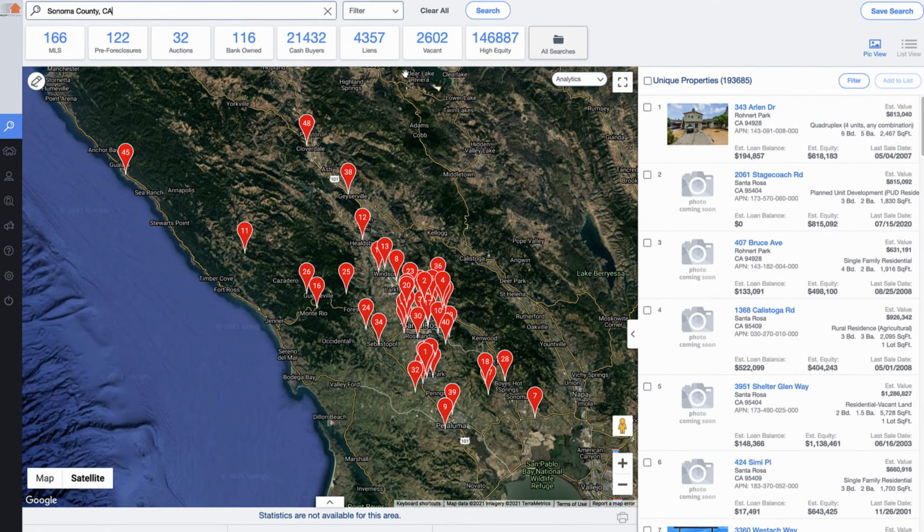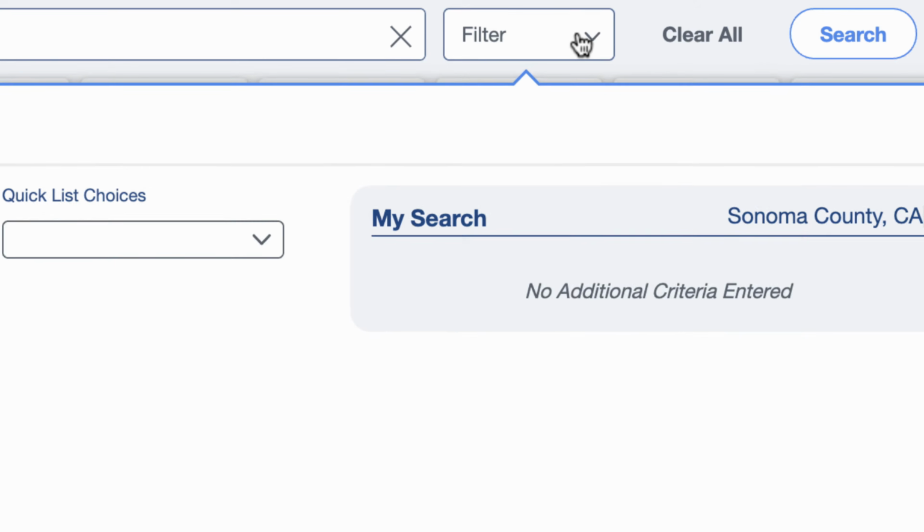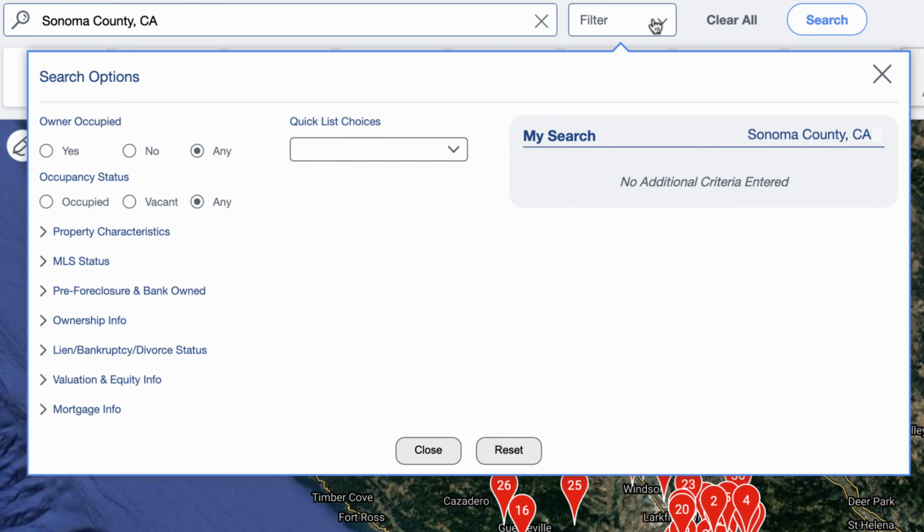What this is doing is using some of PropStream's pre-built filters, and it's just telling you right off the bat, look, there are this many properties of this kind here, just so you know. So if we wanted to explore that further, we could click on these things and start working with those. However, what I'm going to do is go right up here to where it says filter and show you how this list filtering process works.